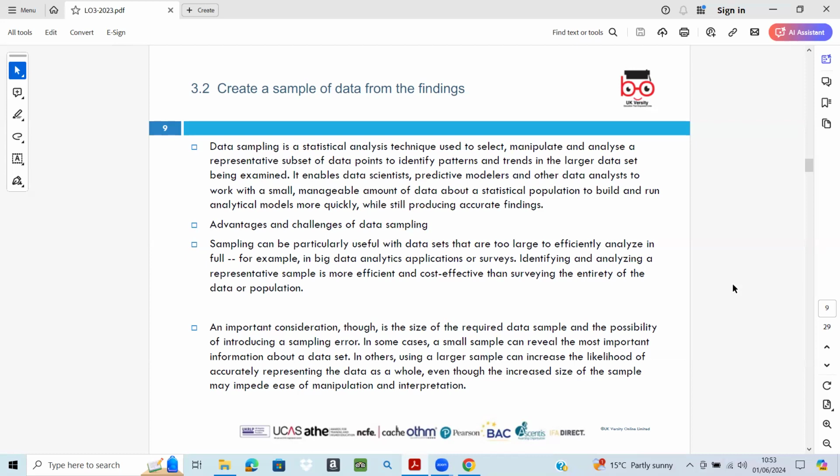Then the types of data sampling. So in types of data sampling, it's simple random sampling. Every data point has an equal chance of being selected. It's the most straightforward method, but may not always guarantee a representative sample in diverse population.